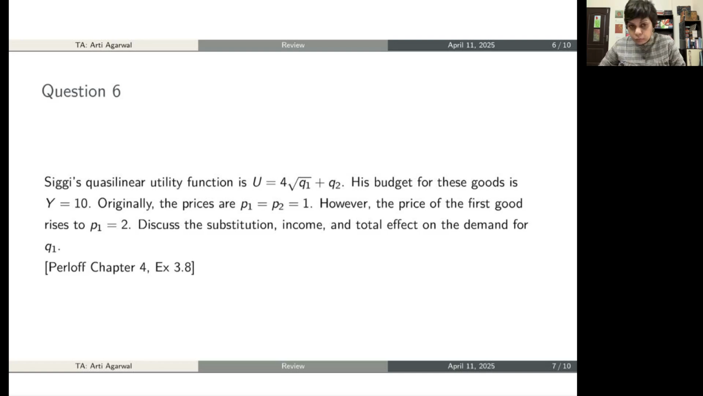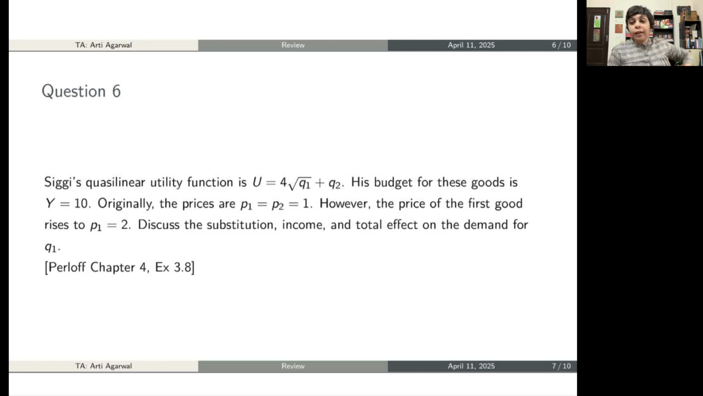Then we know the total effect from here. What we need to calculate now is the substitution and income effects, right? Substitution and income effects come from where? In the previous question, we calculated Marshallian and Hicksian demand. Now we'll do the same thing. We've already calculated Marshallian demand, which is nothing but the new value of q1 which we got.